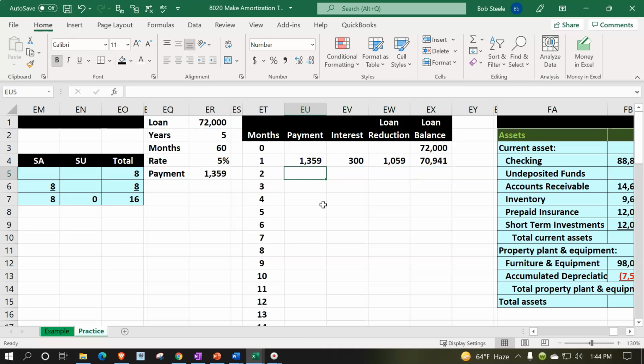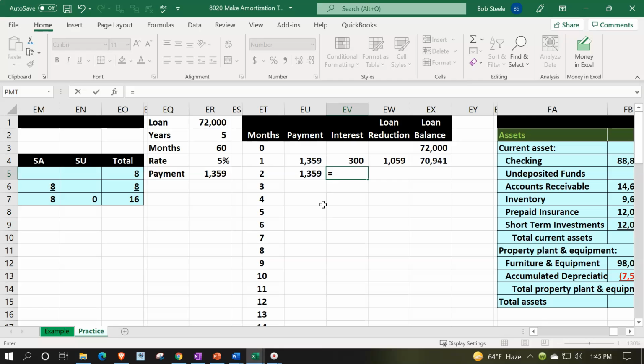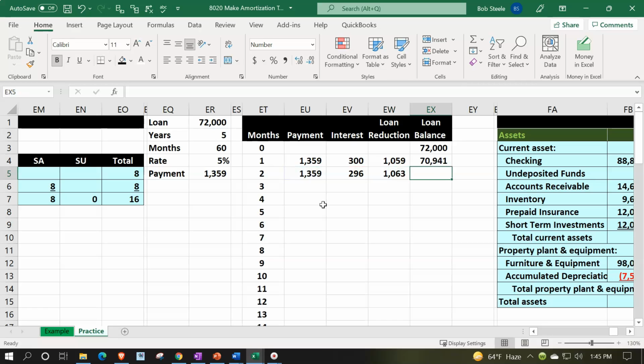Let's do it again. The payment is still going to be the 1359. That doesn't change. The interest and loan reduction will change. Now we have a reduced balance of the 70,941 times the rate of 5%. That's the yearly rate divided by 12 to get the monthly amount. Then we're going to subtract this out. The 1359 minus the 296 gives us the loan reduction. Now we have the prior balance minus the loan reduction, bringing us down to the 69,878.